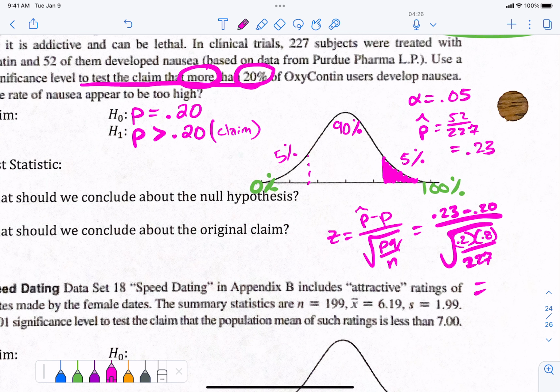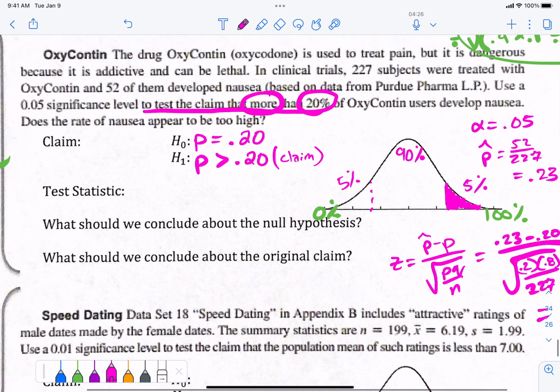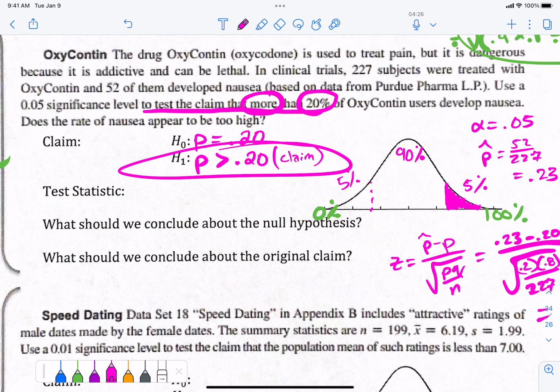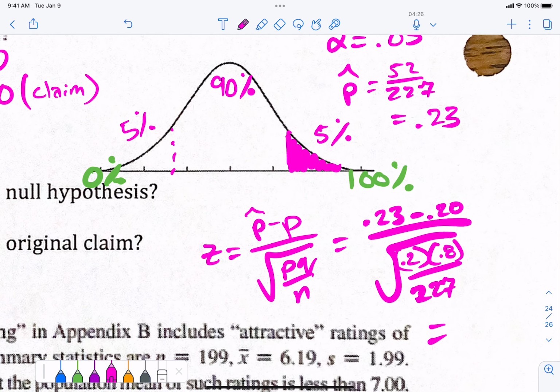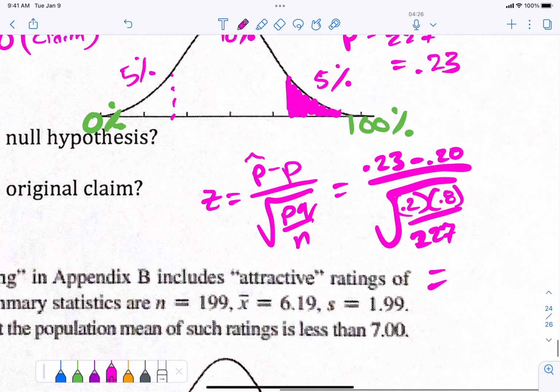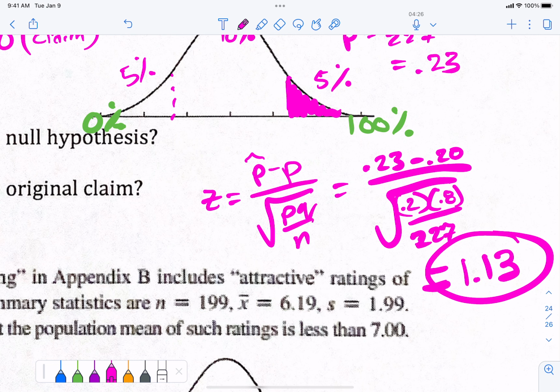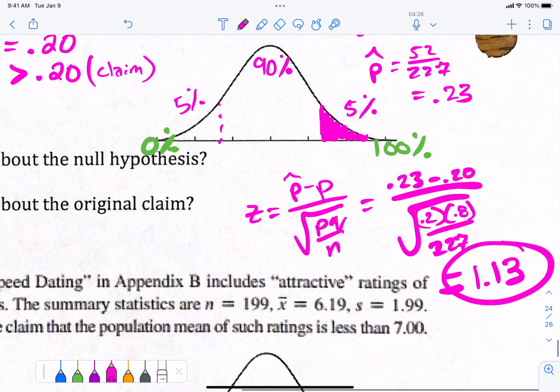I understand that our value, 23%, is in fact greater than 20%, but what we're trying to test is whether it would be greater if we used a different sample, or whether it's just particular to our sample. Is 23% greater by enough to say that it's greater? What did you get for Z? 1.13.